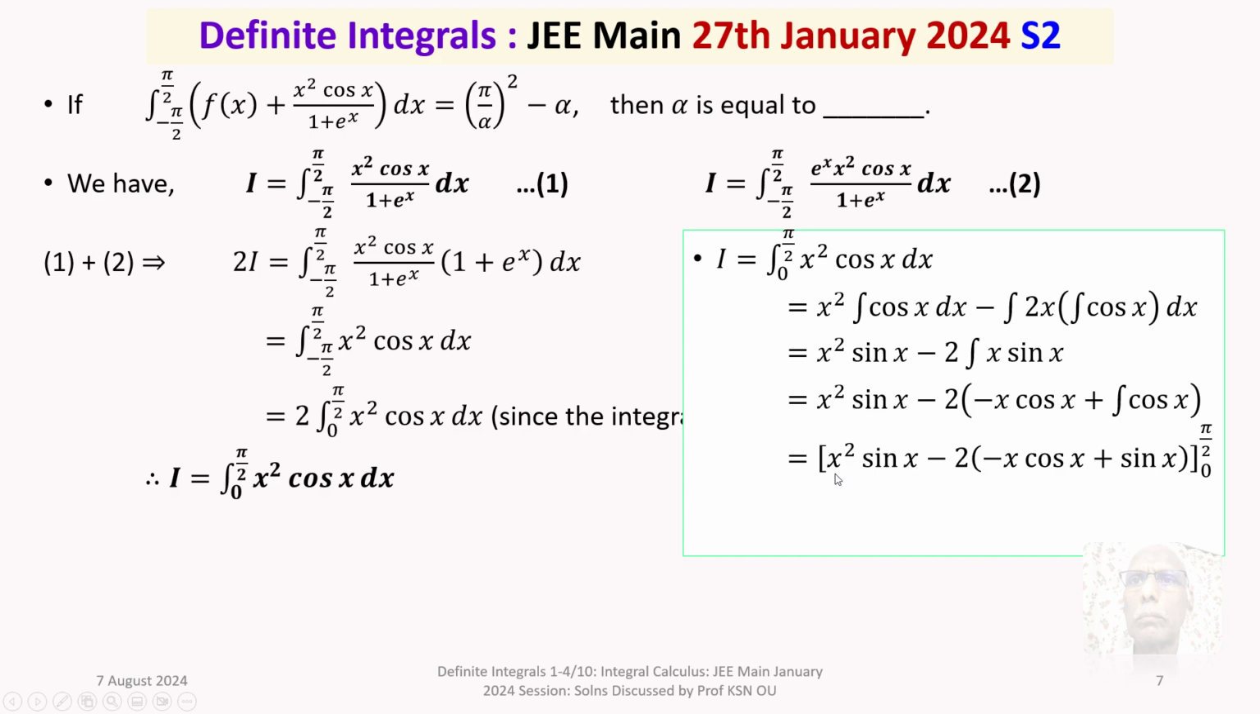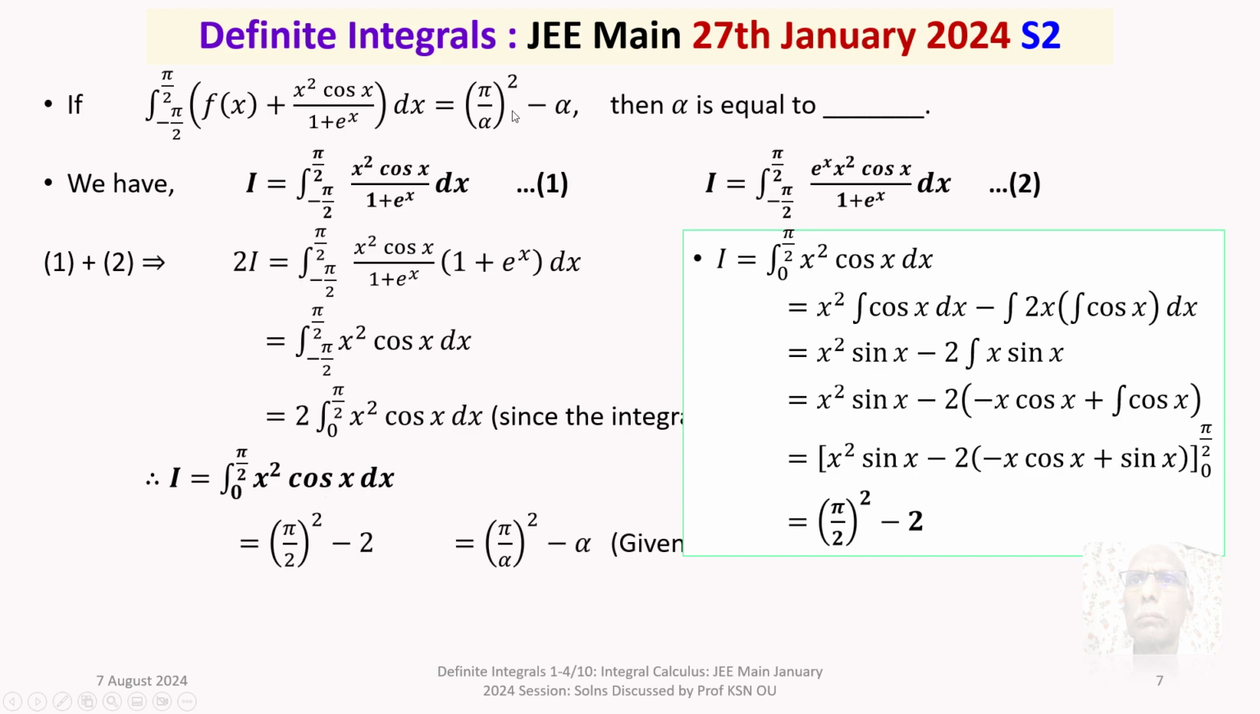Right. Now x square, that is for the upper limit, pi by 2 whole square into sin pi by 2 is 1, minus 2 into cos pi by 2 is 0, sin pi by 2 is 1, so minus 2. So you will get pi by 2 whole square minus 2. For the lower limit, everything becomes 0, because sin x is 0, cos x is there 0, sin x is 0. So the value of the integral 0 to pi by 2 x square cos x dx that we have shown here is equal to pi by 2 whole square minus 2.